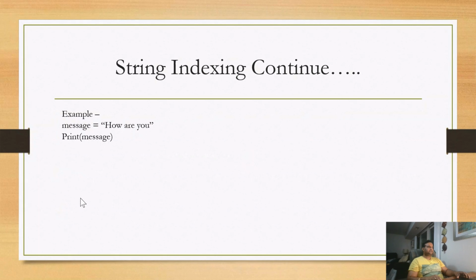Now let's take this example. In this example, we have one variable called message, and in this message we are assigning the value "how are you". Then we are printing this message variable. So the value it is having is how are you. Obviously, when you execute this program, this entire "how are you" will get printed in your console, which we will see in a few minutes.